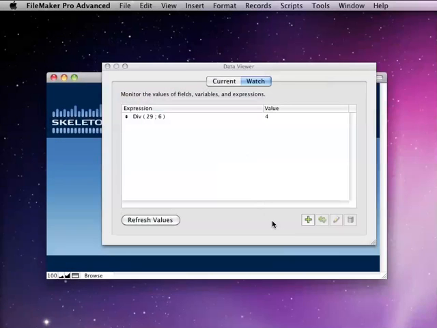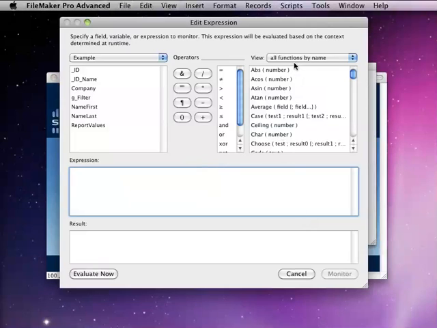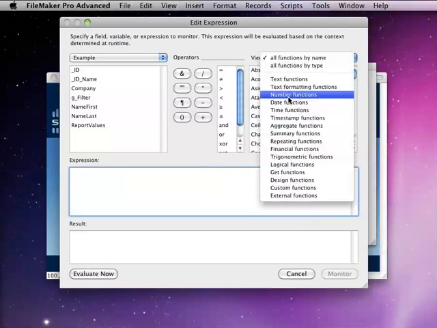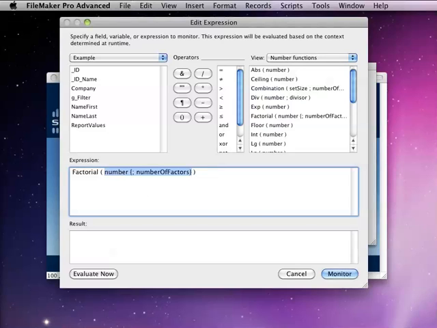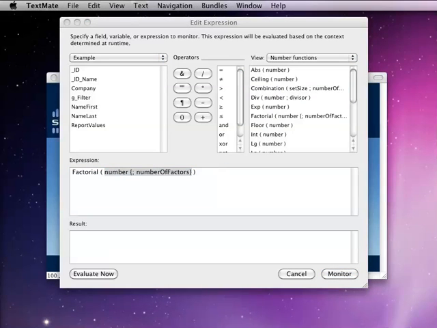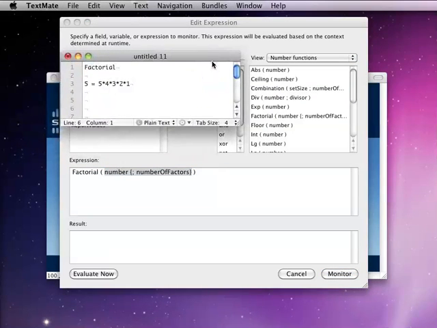The last function we're going to look at today is the factorial function. The factorial function is going to return the factorial of whatever number you give it. So for those of you who have forgotten what we learned in grade school or high school math, a factorial is when you take a number and you multiply it by every integer less than that number down to 1.